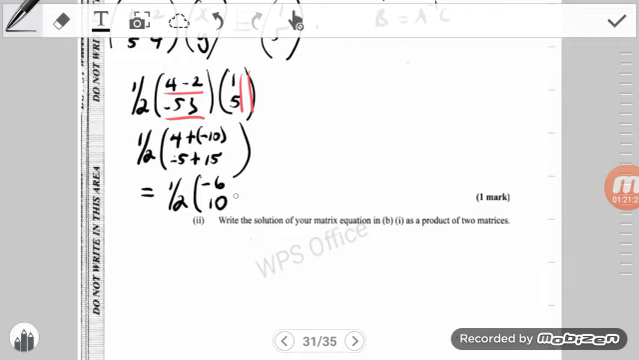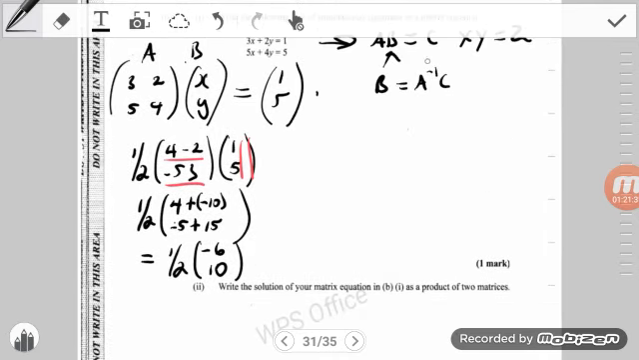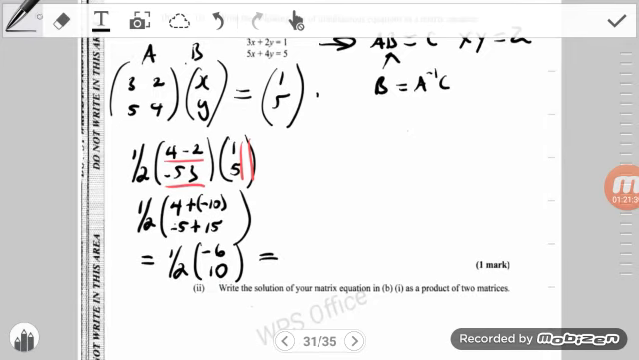Alright? So pretty much the top result is going to represent x. Top result is x and the bottom result is y. So a half of -6 is equal to -3, and half of 10 is equal to 5. So therefore the result is that x is equal to -3 and y is equal to 5. And that's the result of the equation. Perfect. 2 marks, not too bad.